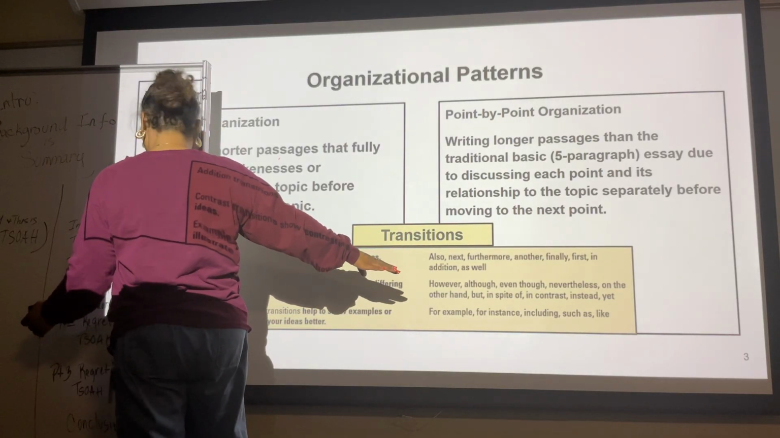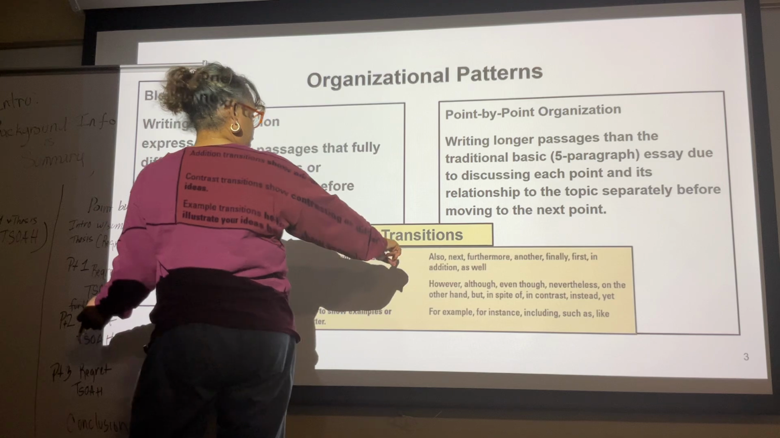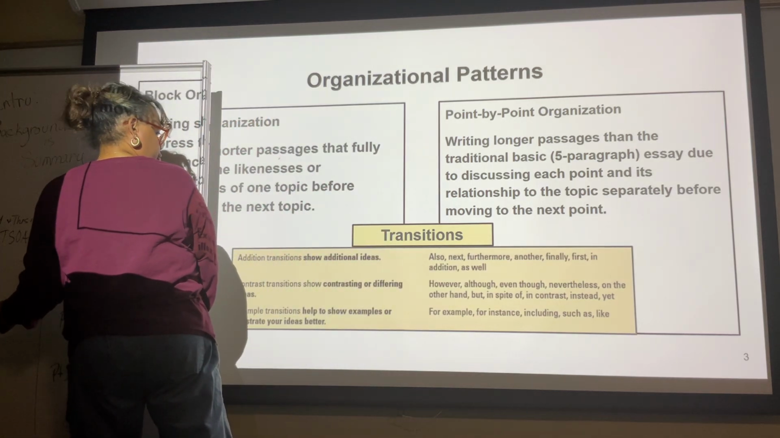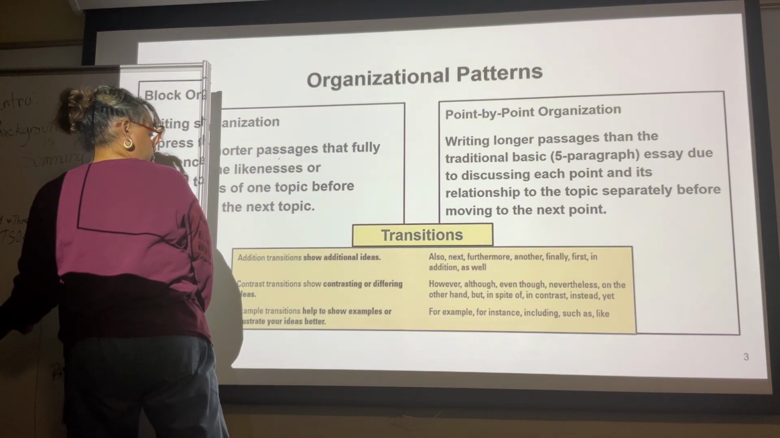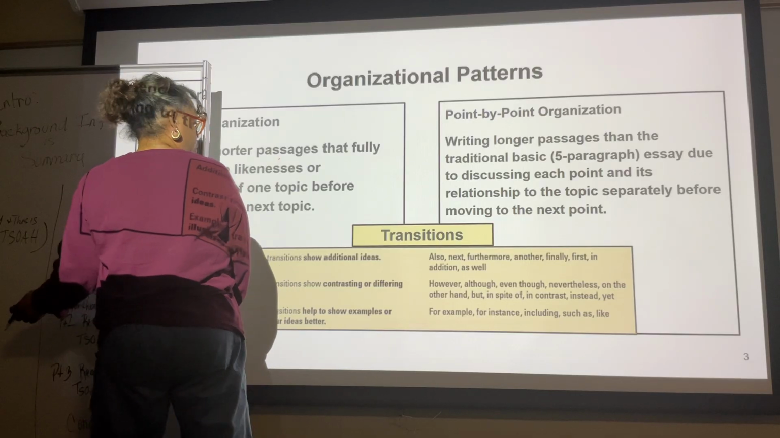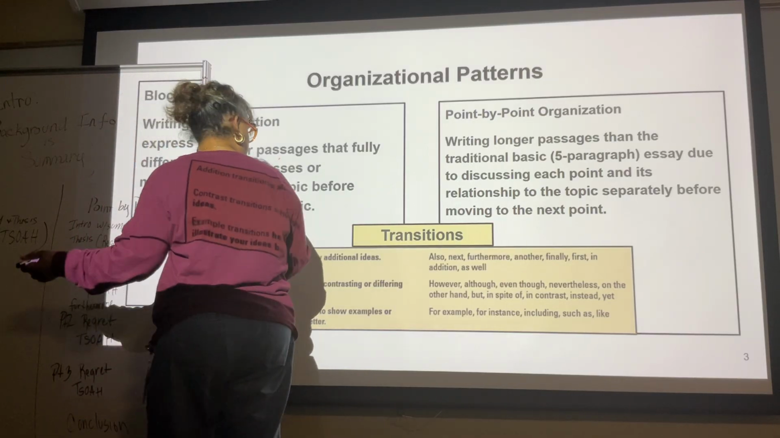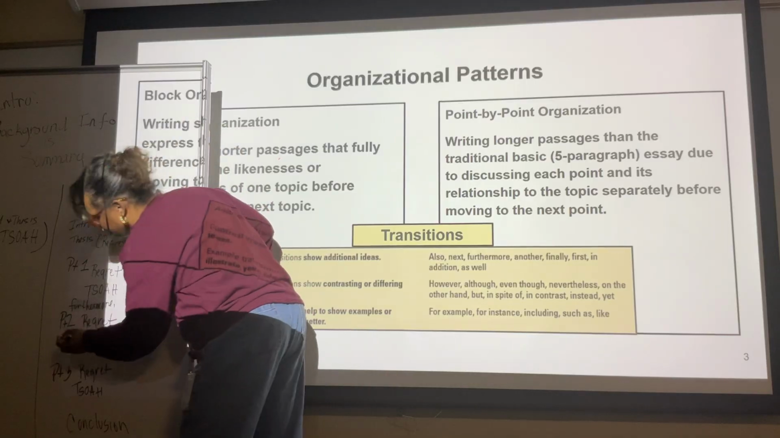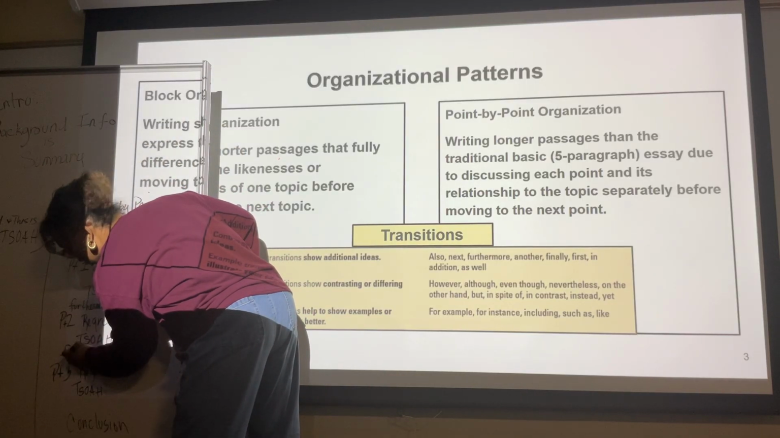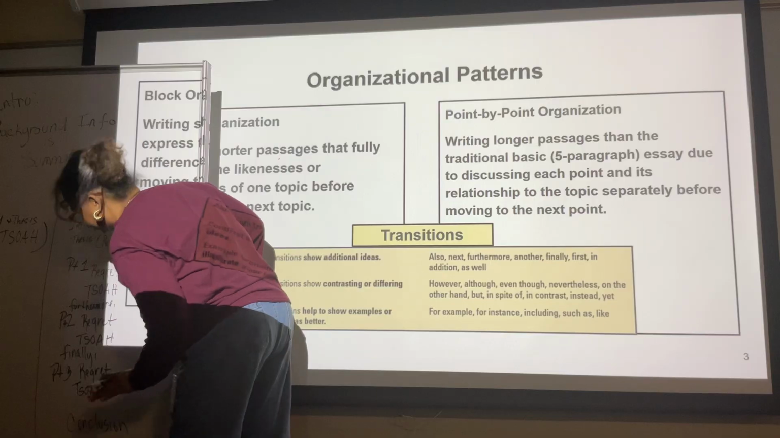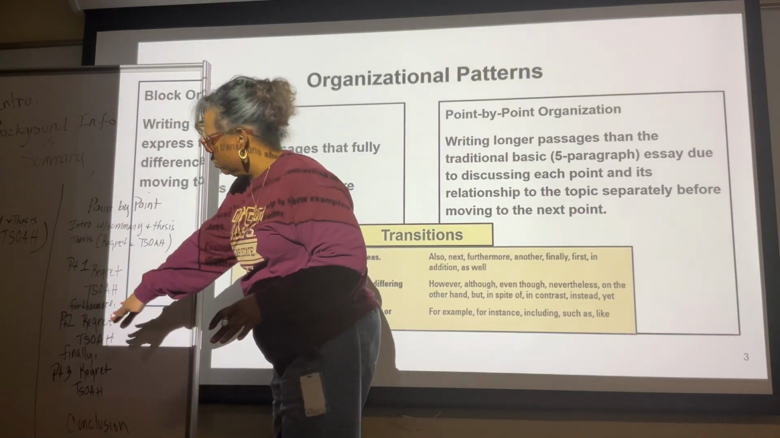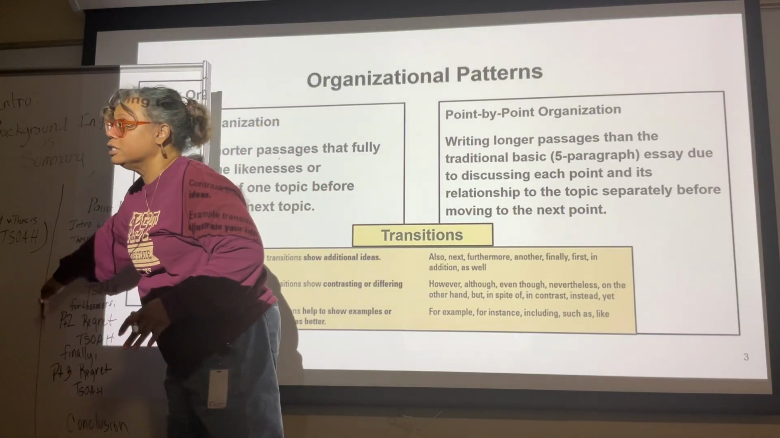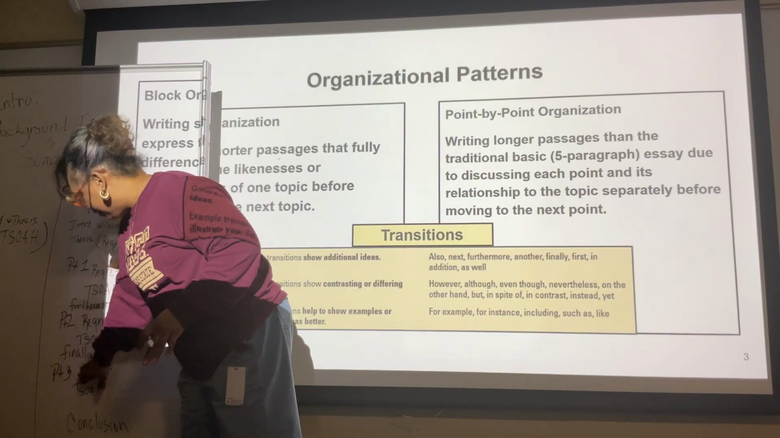And then this one, you could use in addition, as well. You can do additionally, because I did furthermore here. So we can do another, or we can do in addition, finally, you can do finally. Any of those, does that make sense? Those are your transitions going from this one to that one to that one, right?